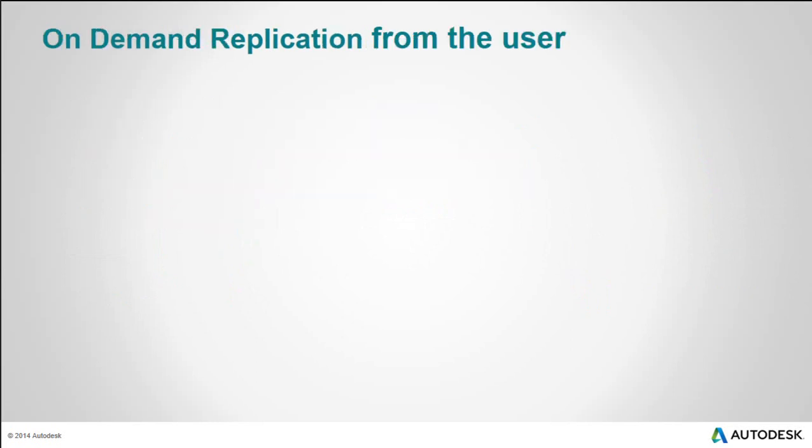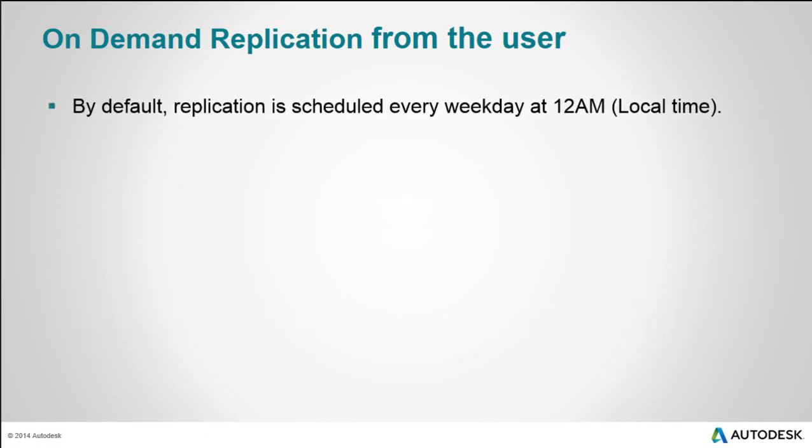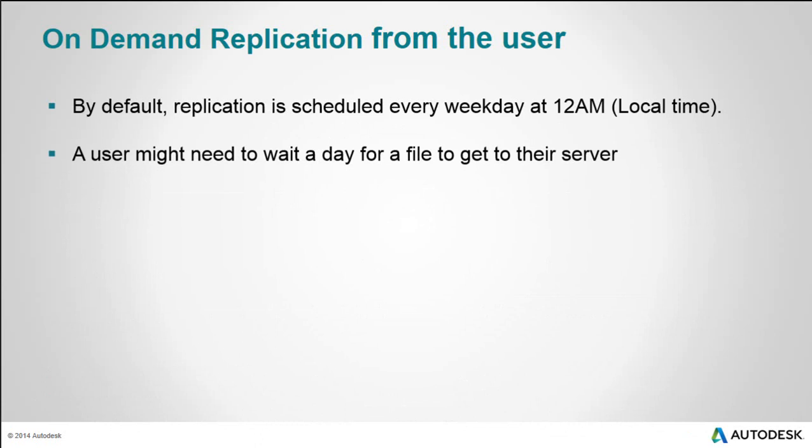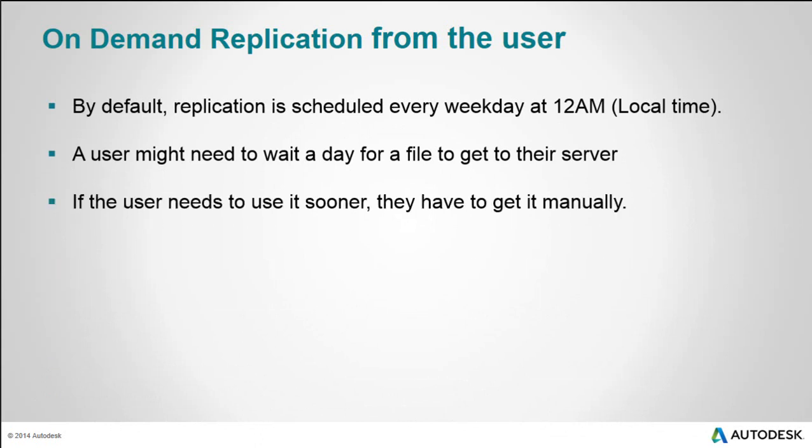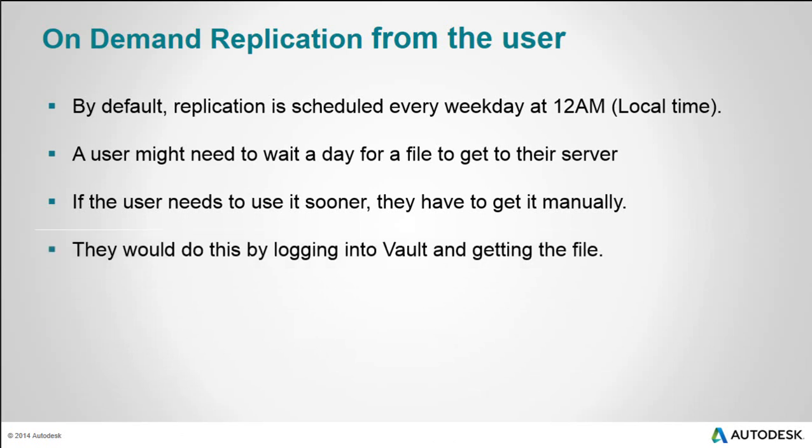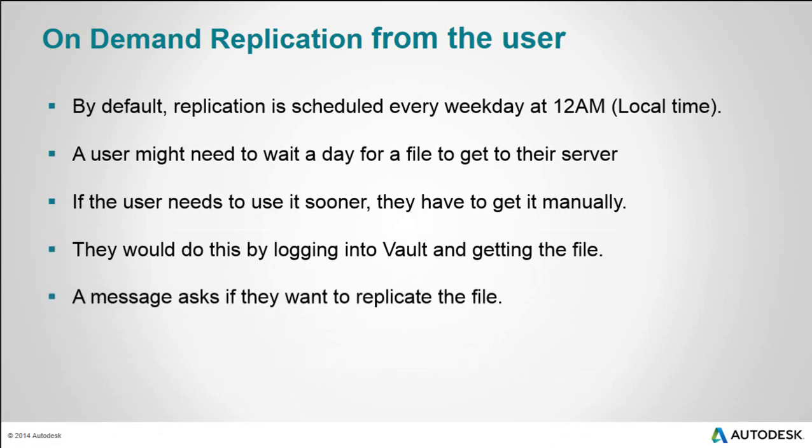So on-demand replication from the user. By default, replication is scheduled to occur between servers every weekday at 12 a.m. local time. This means a user might need to wait a day for a file to get from one server to another. If the user needs it sooner, they would need to request that the file is replicated manually. They would do this by logging into the vault from the client or one of the application integrations and opening the file or getting the file. They will be presented with a message asking them if they want to get the file from another server. The granularity here is defined by the number of files the user is opening or getting.